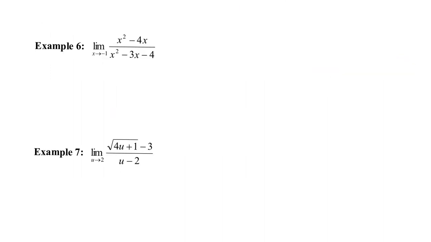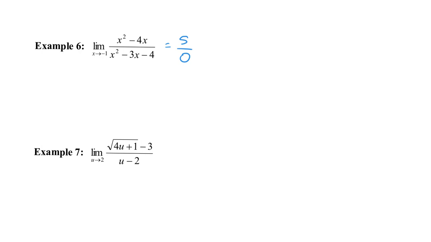So let's take a look at this next one, example 6. With this one, if we just go ahead and plug in negative 1, we're going to get a 1 minus 4, which is plus 4. So we end up getting a 5 on the top. And on the bottom, we plug in negative 1, we will get negative 1 squared, which is 1, minus 3, which is plus 3. So we get 4 minus 4, which is 0. So we get, this time, 5 over 0.